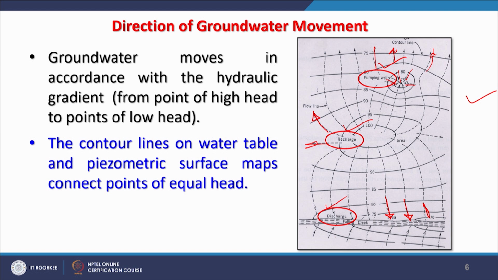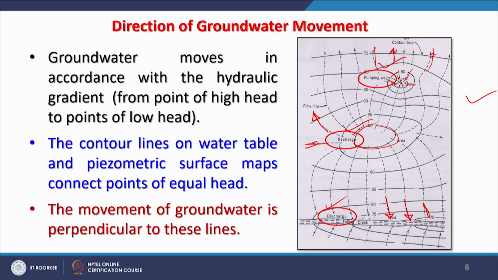So wherever the head is equal, like if I take the center point where there is recharge, then a contour value is marked. So the movement of groundwater is perpendicular to these lines. As you can see, the dashed lines in this contour map or flow net map are showing the direction of flow of water, which are roughly perpendicular to the contour lines. So we will remember this for future uses of flow nets.